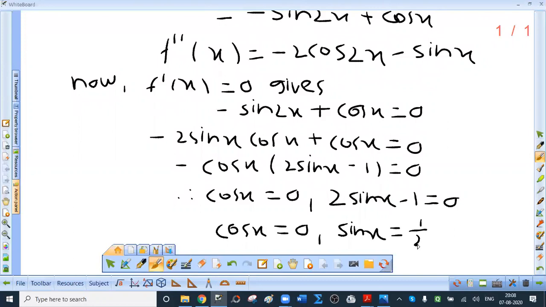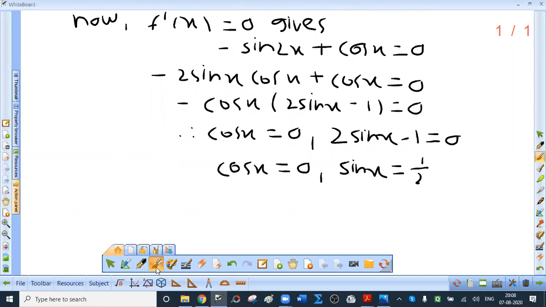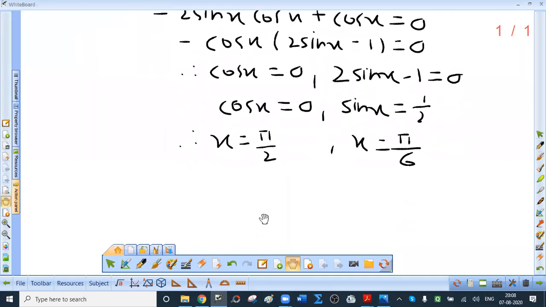Now actually there are so many angles, but I will consider x equal to pi by 2 because cos pi by 2 is 0. And sin x is half, so I can say x equal to pi by 6. That's it. We consider these two angles because there are so many angles having the same sine ratio half. There are so many angles having cosine ratio 0. Let us find second order derivatives at these points.